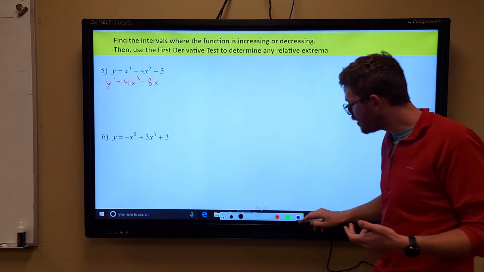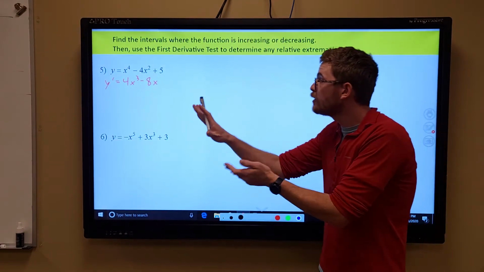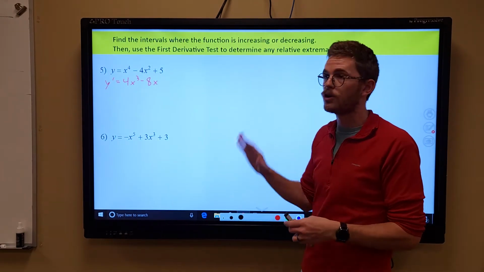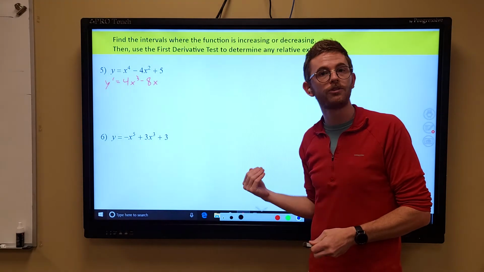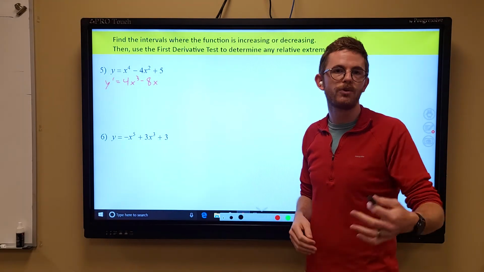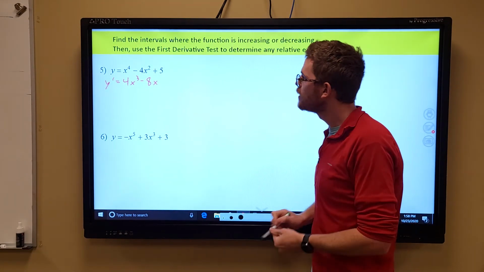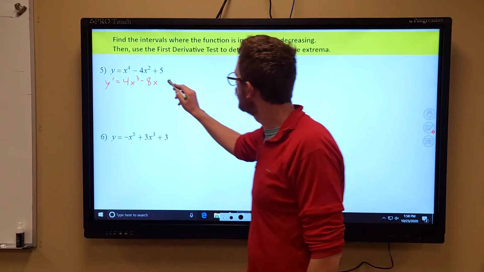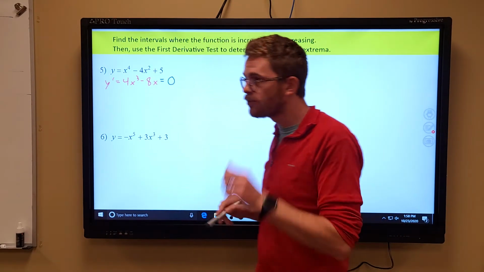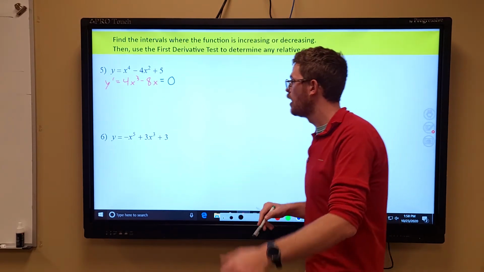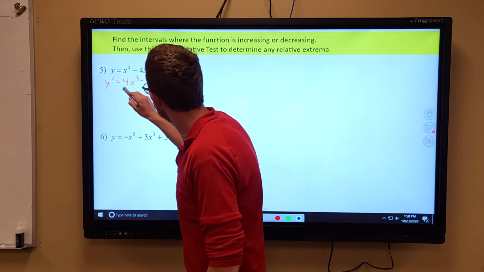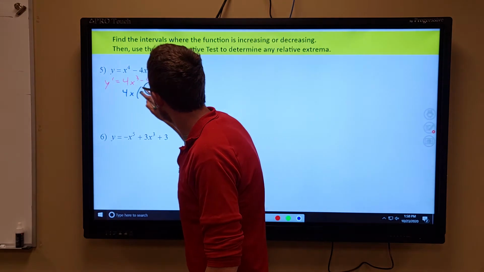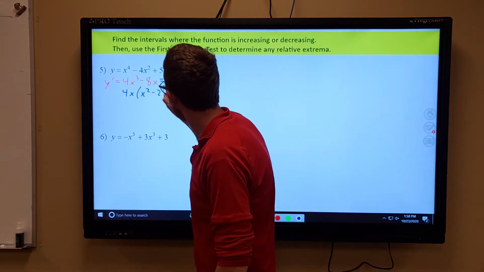Remember, critical values are when our function, not our function, but our first derivative equals 0, or when that first derivative doesn't exist. Since this is a polynomial, it always exists. So I can still set it equal to 0 to find when it does equal 0. I'm going to factor out a 4x to get me x squared minus 2.